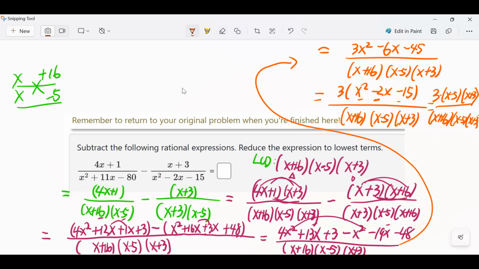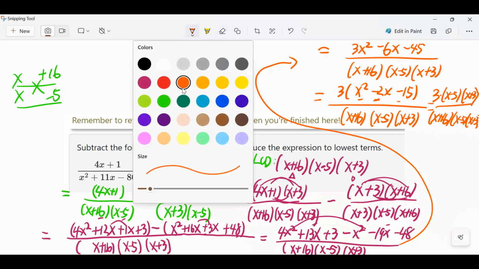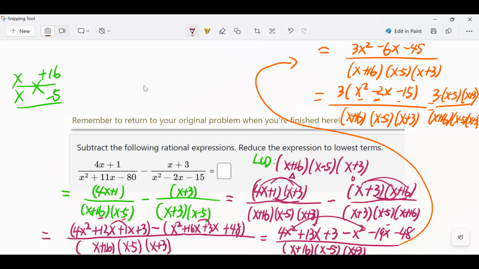And you notice that we're going to cancel both factors, this factor and this factor, right? This one gets canceled, this one gets canceled. So eventually we just end up with 3 over x plus 16. So the follow-up step is very important to get the final answer.